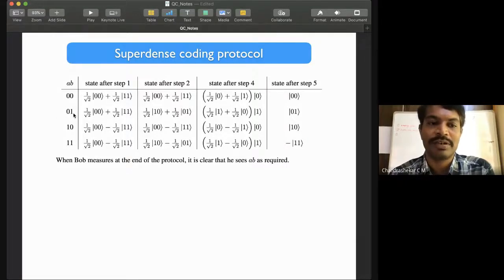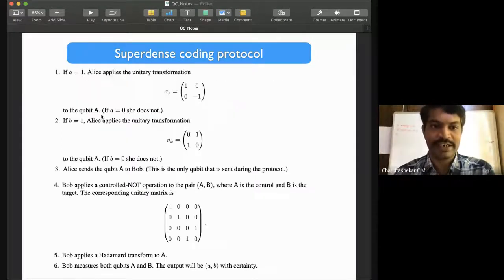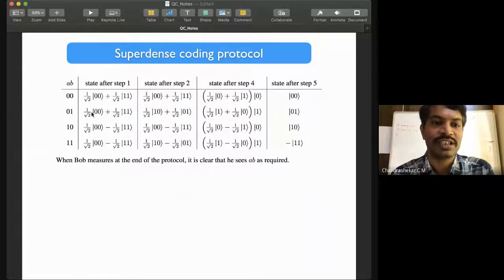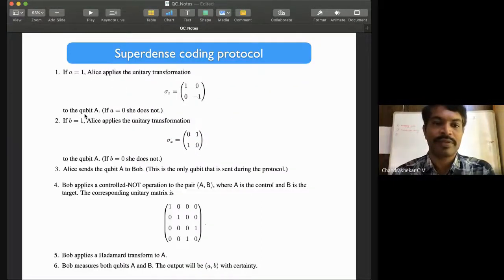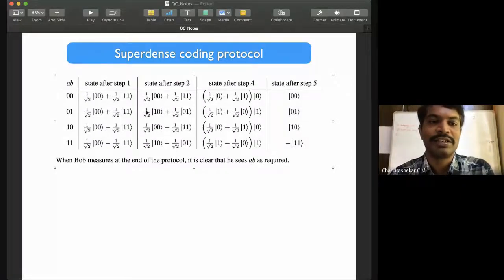Again, same thing. She wants to send 0 and 1. As we said in the last slide, if she has to send 0, she does nothing. That's what she's doing. She does nothing on the state, so it will be the same initial state. But in step 2, she wants to send 1. So she will apply the flip operator, sigma x, which means that 0 becomes 1 and 1 becomes 0 on the qubit which she has with her. So that's what you see. Nothing happens to the second qubit, which is with Bob.